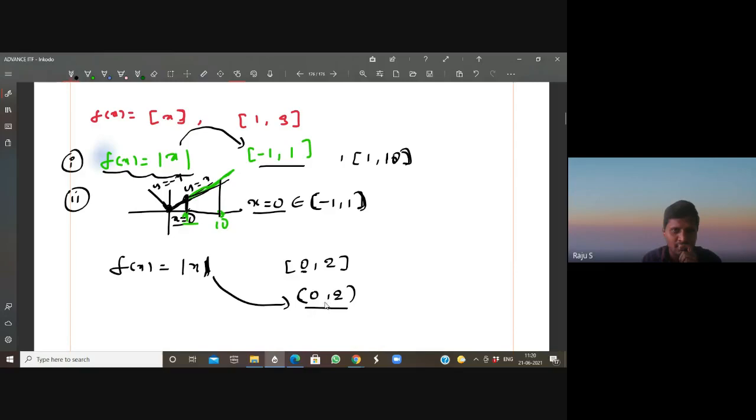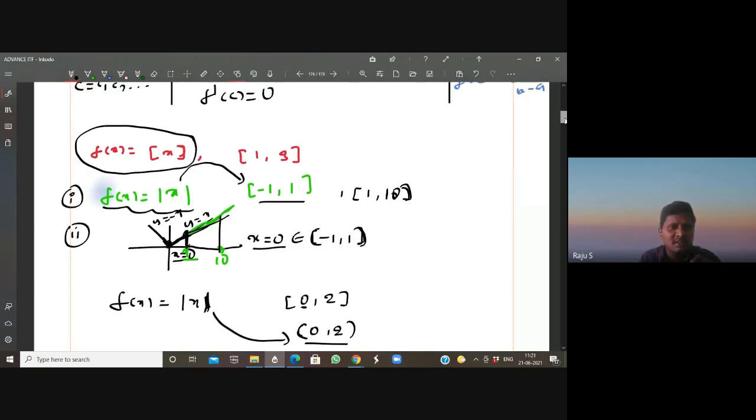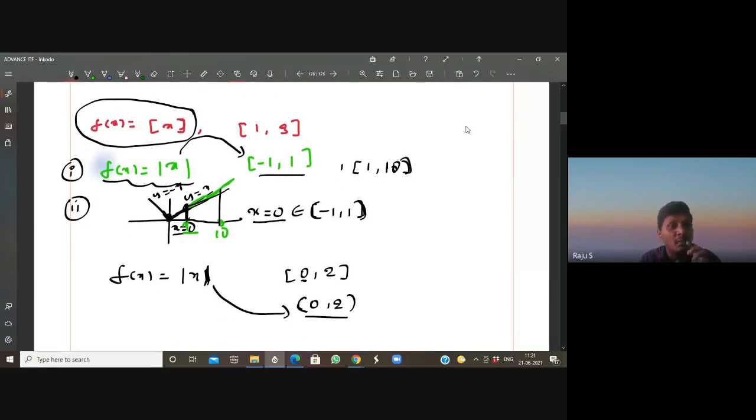Okay. So the greatest integer function is not continuous at every integer. Whenever it is not continuous, then it is also not differentiable. Not continuous means always not differentiable. Remember that. And we discussed the greatest integer function and the modulus function. Modulus function is continuous everywhere, but not differentiable at a particular point.